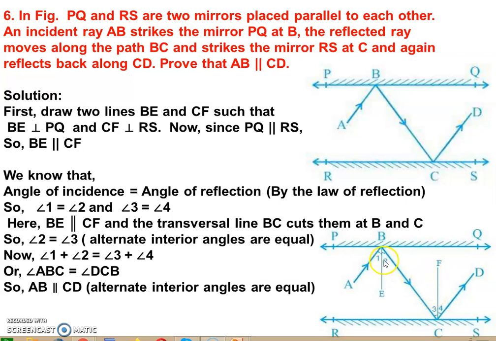So basically what we get is angle 1 equal to angle 2 equal to angle 3 equal to angle 4. So all four angles are equal to each other. So I can say angle 1 plus angle 2 is equal to angle 3 plus angle 4. When equals are added to equals, wholes are equal. So I get angle ABC and angle DCB are equal. But they are a pair of alternate interior angles. So AB is parallel to CD.